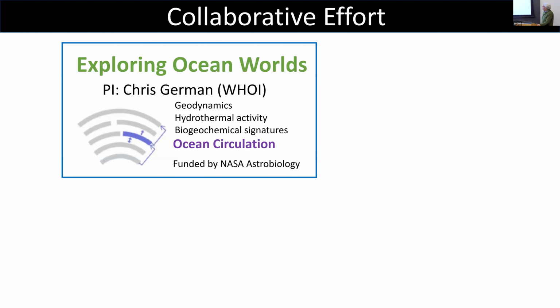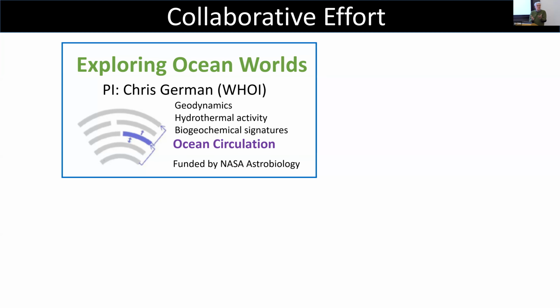So this is a collaborative effort. It's a fairly large project exploring ocean worlds. The PI of the project is Chris German, who is a scientist down at Woods Hole Oceanographic Institution. MIT and Woods Hole have a close collaboration in the graduate education program. And there are groups looking at the geodynamics, studying hydrothermal activity, biogeochemical signatures, and ocean circulation. We at MIT are thinking about the ocean circulation part. Chris German knows an awful lot about hydrothermal activity on Earth.